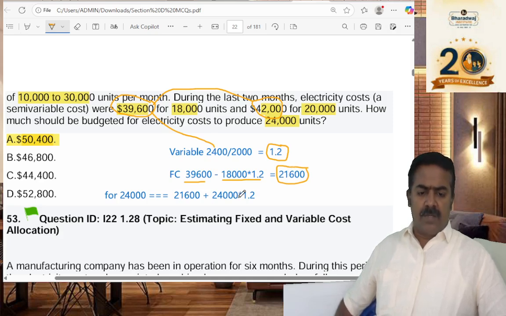So 21,600 plus 24,000 into 1.14. You get 50,400.